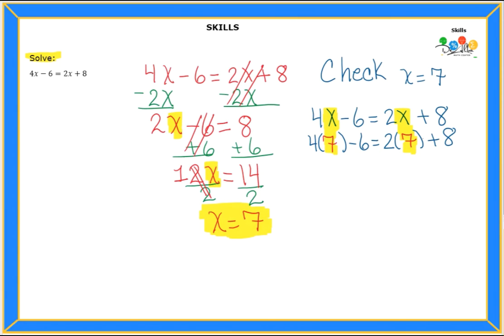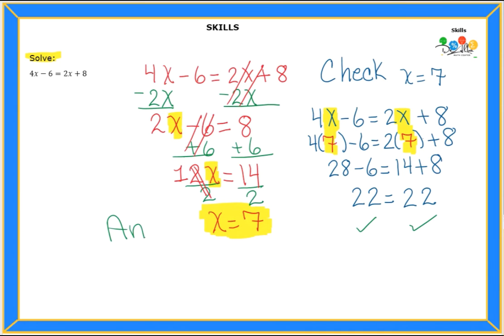So let's continue. So now I'm going to multiply 4 times 7. That's 28 minus 6. 2 times 7 is 14 plus 8. Okay? Next step, subtract: 28 minus 6 is 22. Now, do the other side as well. 14 plus 8. I also get a 22. So notice how I got 22 on both sides. So that means that my answer is correct. Okay? So this is my answer. X equals 7.